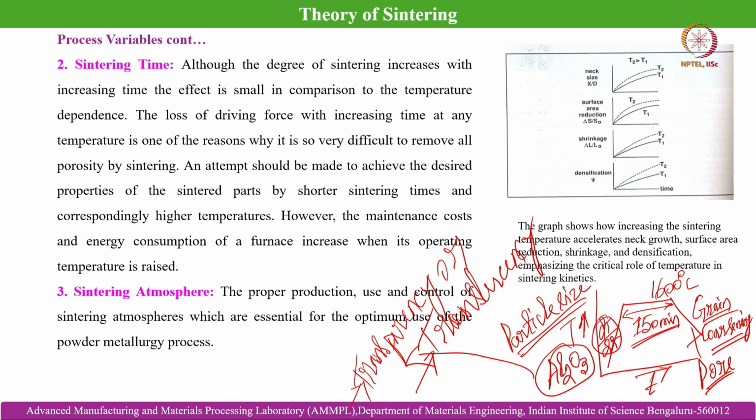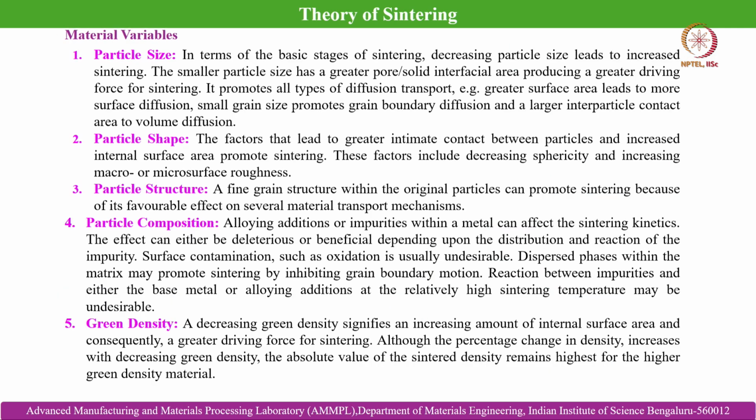So, you can see that with increasing temperature, so T2 greater than T1, neck size increases, surface area reduction, that is delta S by S0, that ratio increases, and shrinkage increases. Why does shrinkage increase? Because densification increases. So, they are analogous. And densification, of course, with higher sintering temperature for a given green density, we see higher densification. So, from this the effect of sintering temperature, time and the environment is quite clear.